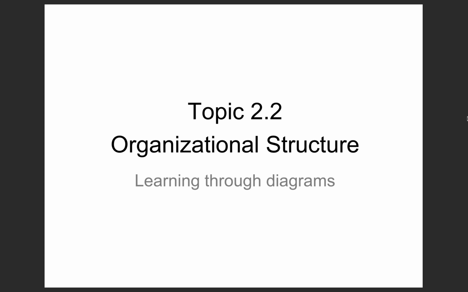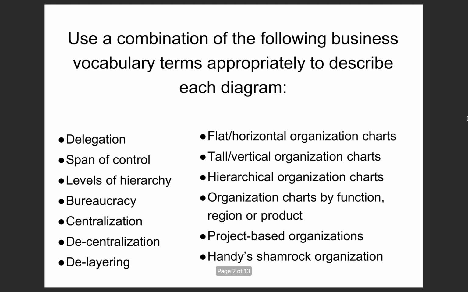Hello everyone. In this lesson, I'll be going through the organizational structure, and I'll be using these business vocabulary terms to help me describe each diagram. Hopefully, you've already gone through these terms and know their meaning after making a vocabulary game this week.